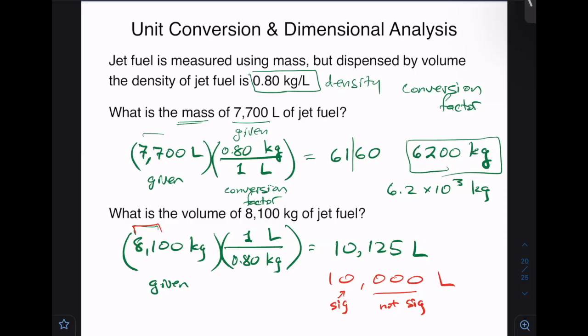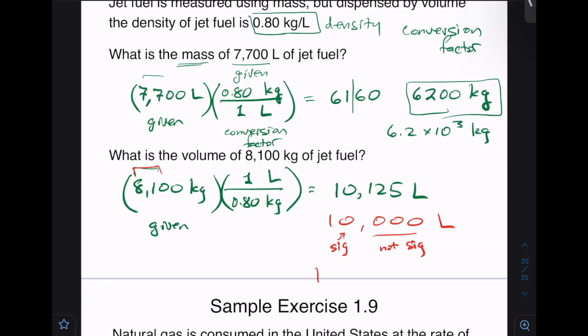Say what? 10,100? Well, if I did that, now the 1 and the 0 and the 1 are significant. That's not the right answer either. How can I report this number correctly? Yes. 1.0 times 10 to the 4th.